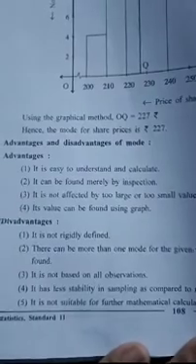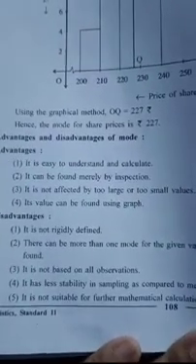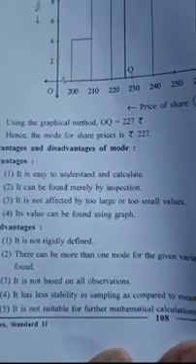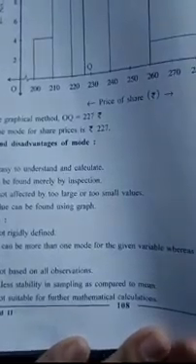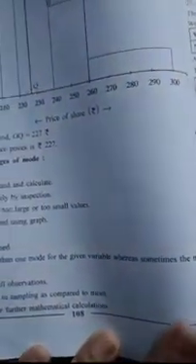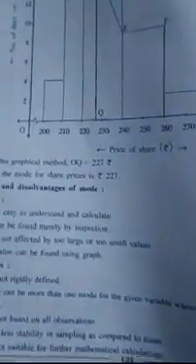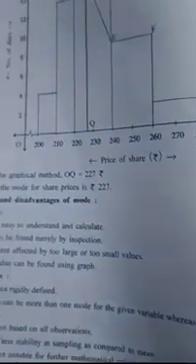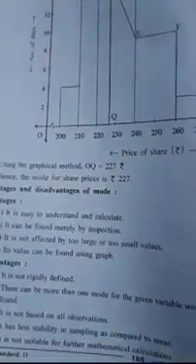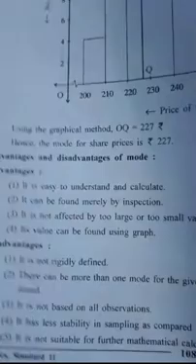Then, same as the median, it is not rigidly defined, not equally or properly arranged. There can be more than one mode for the given variable, whereas sometimes the mode cannot be found. It happens that more than one mode is given. Two modes have the highest frequency, or at times you won't have a mode at all. At that time we have to use what? The empirical formula to find the mode.